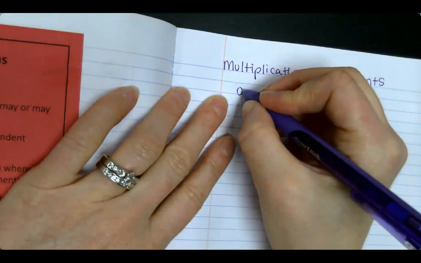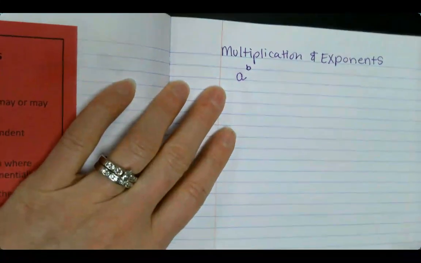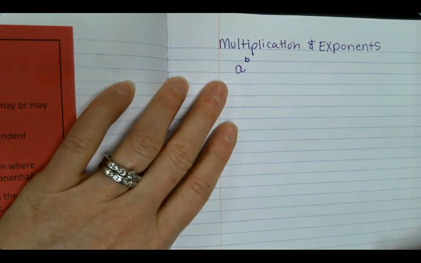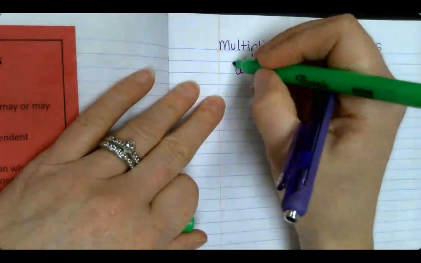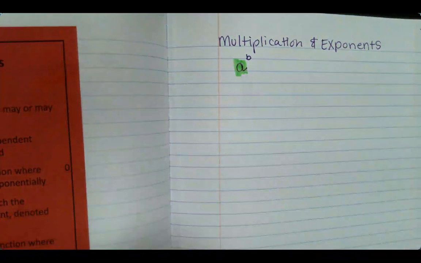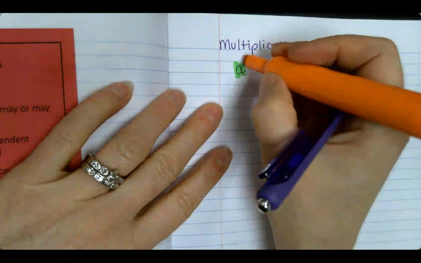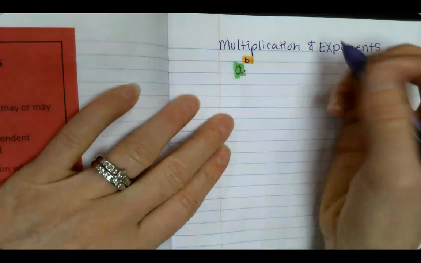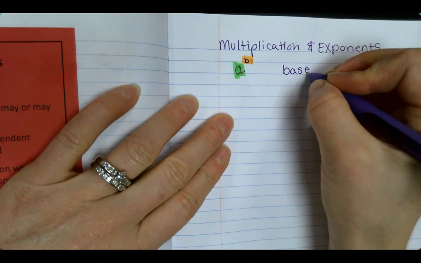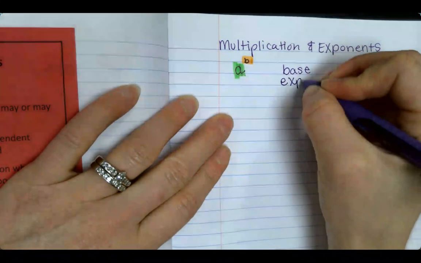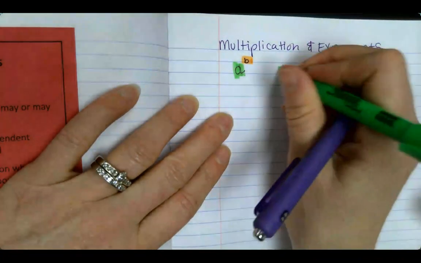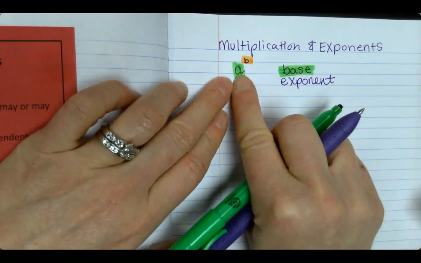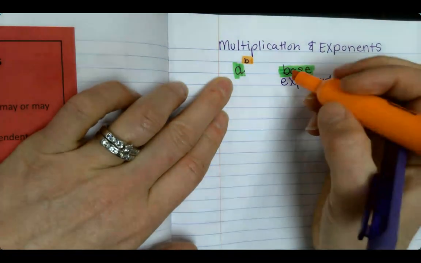So let's go ahead and just write a raised to the b power. A is the base. I'm going to just leave my highlighters open because we're going to use them a lot. And b is the exponent. So we have base and the exponent. The base on mine, I'm going to highlight the base the same as A, and the exponent the same as B.